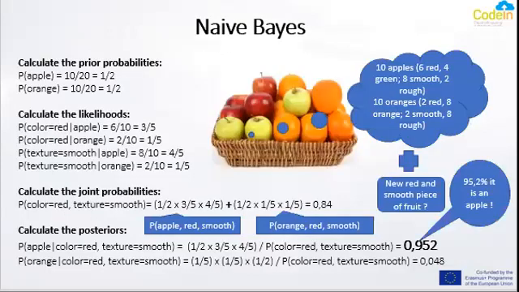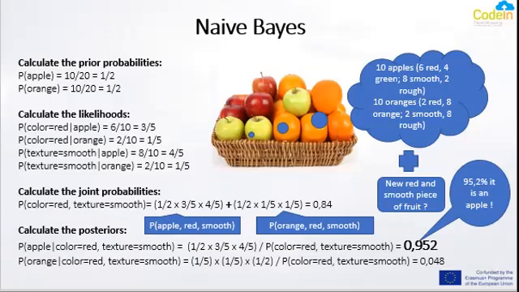Let's put it all together. You have a basket with 20 pieces of fruit, 10 of which are apples and 10 of which are oranges. The apples are divided into two colors, red, 6 apples, and green, 4 apples. The apples also come in two textures, smooth, 8 apples, and rough, 2 apples. The oranges come in two textures, smooth, 2 oranges, and rough, 8 oranges, and also come in two colors, red, 2 oranges, and orange, 8 oranges.